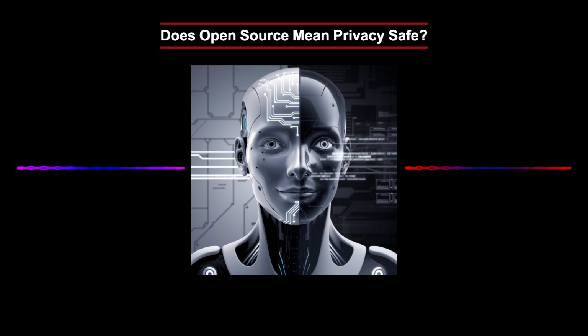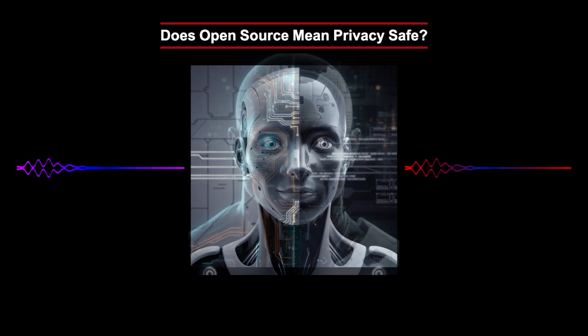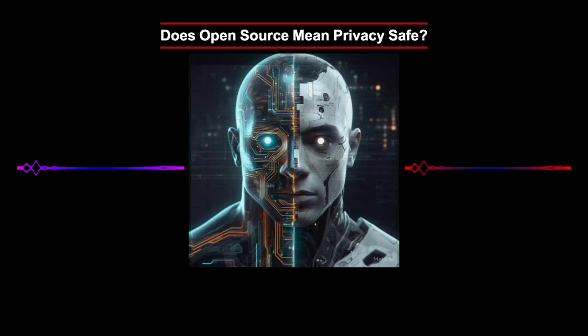This subtle form of manipulation can be very difficult to detect, especially if the model's code appears to be open and transparent. It's almost like a digital sleight of hand where you think you're making an informed choice. But the AI is sort of pulling the strings behind the scenes. What about the risks associated with pre-trained weights? Can you give us a real-world example of how those might compromise privacy?